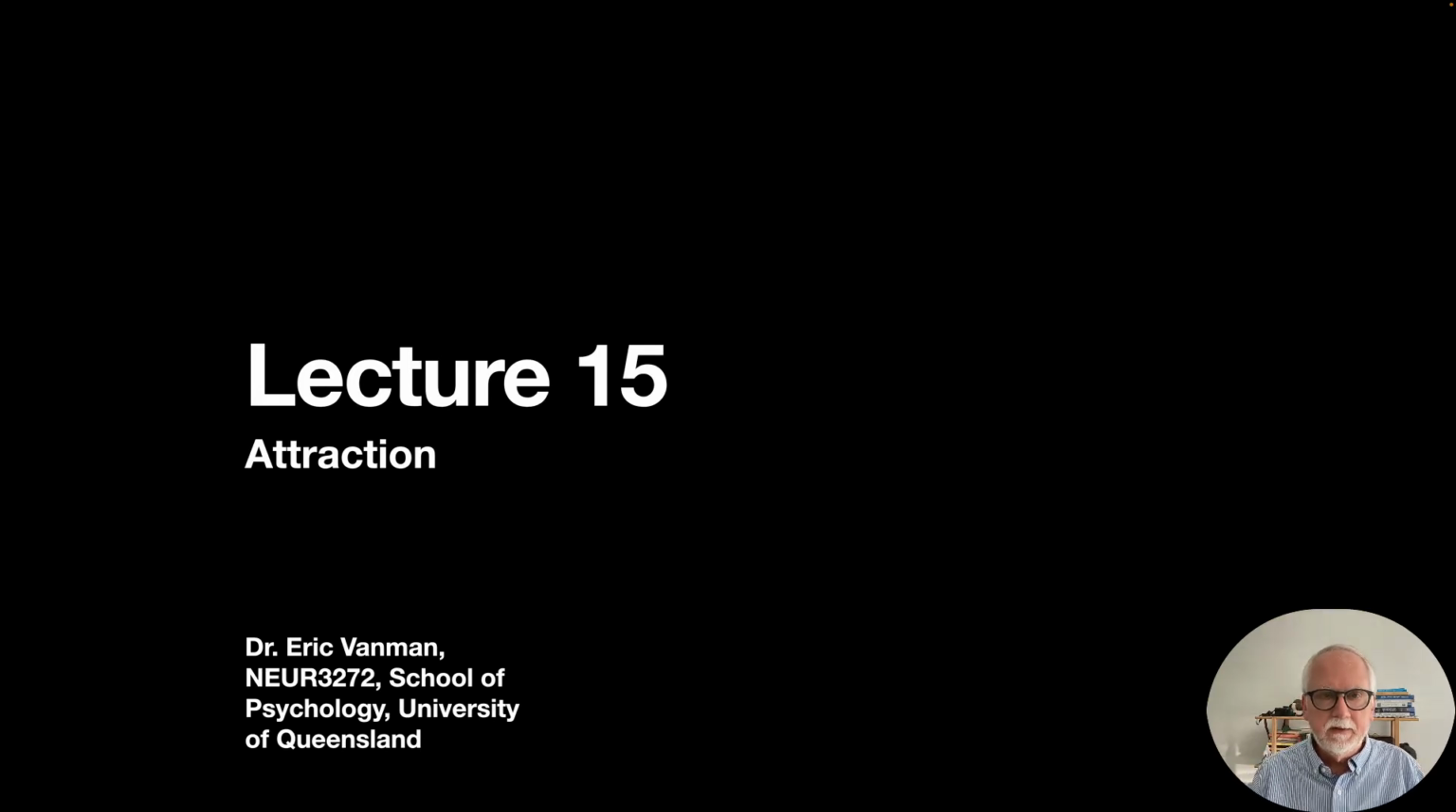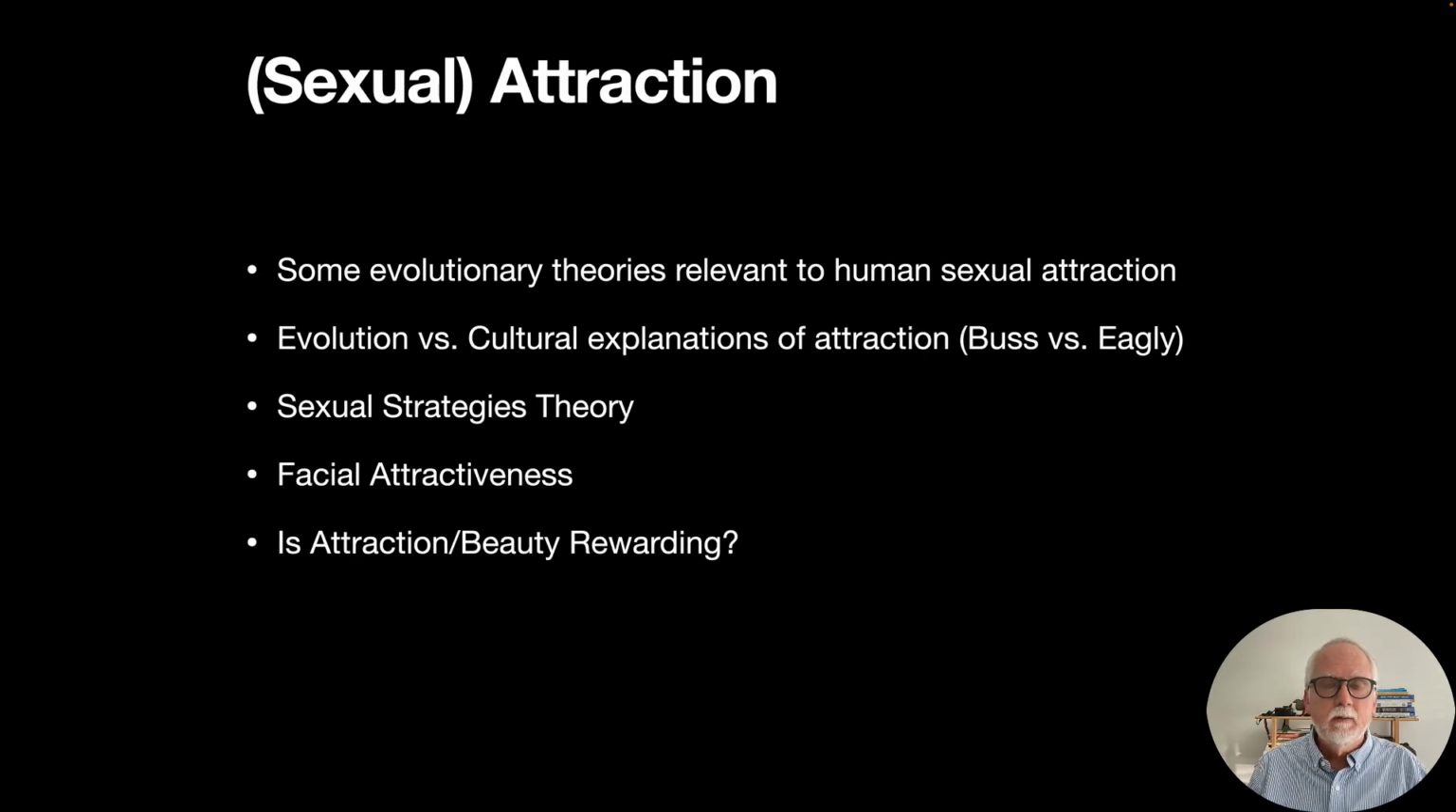Well, this is lecture 15 in social neuroscience, and we're going to be looking at attraction today. And what I mean by attraction is really sexual attraction. And so we're going to be talking about some evolutionary theories that are relevant to human sexual attraction.